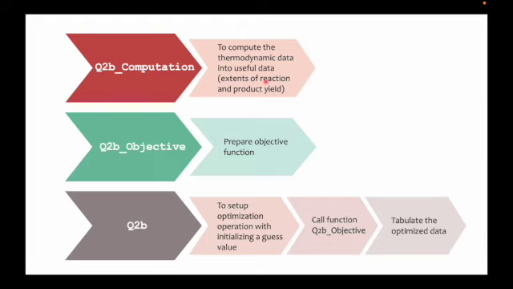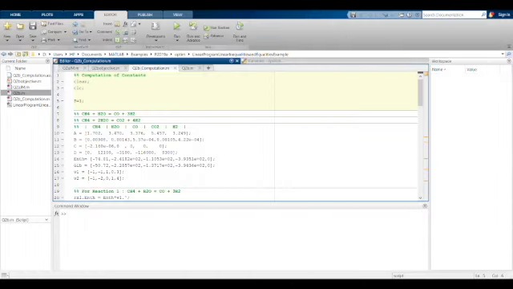Then, with the graph plotted, we generate the objective function with the aid of Microsoft Excel. The objective function will be keyed into the q2b objective.m file. Lastly, the q2b.m file sets up the optimization problem with an initial guess value. The optimization problem is solved using this file by calling the function in the q2b objective.m file. Then the result is presented in a table inside the file. So basically, this is the q2b computation.m file.